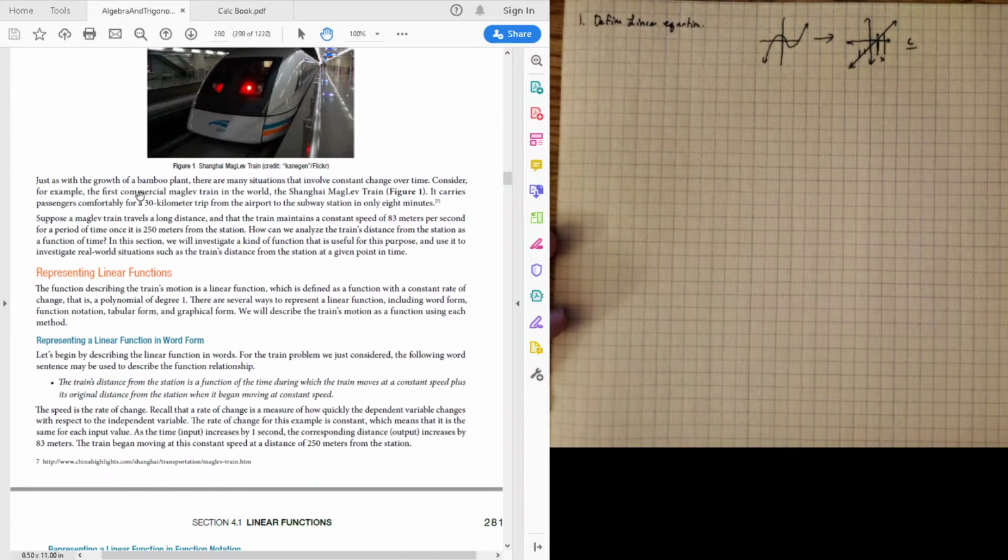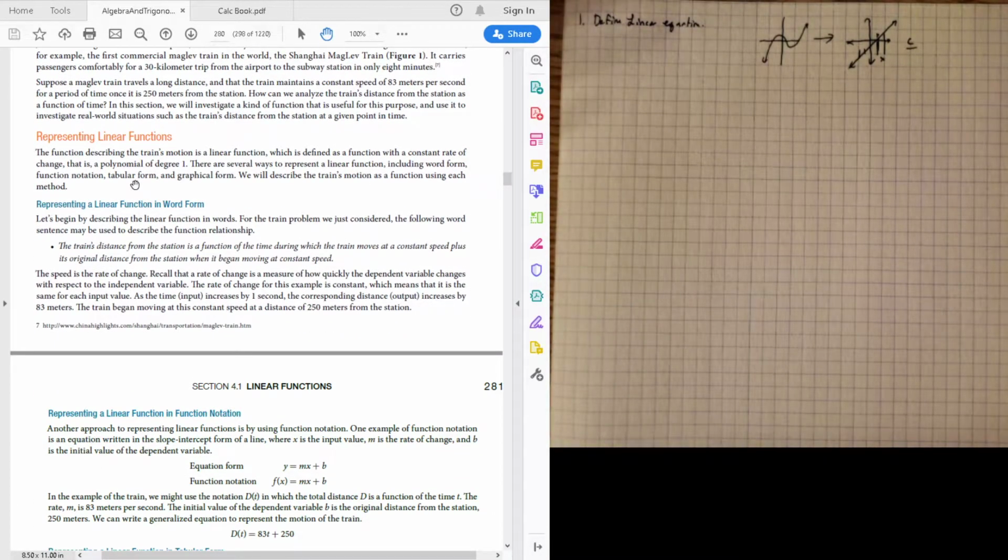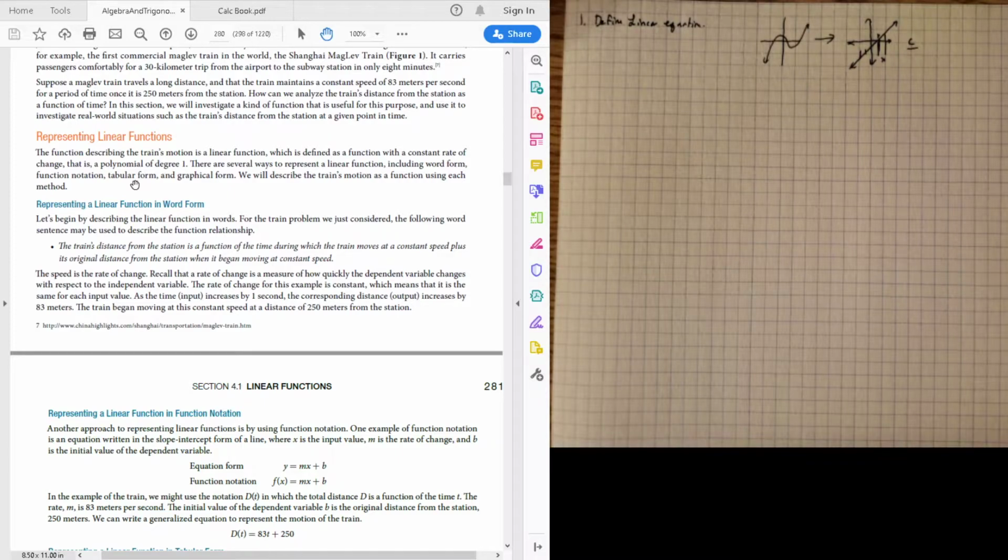Let's start with the beginning. 1. In words. I think this is the least useful in terms of the high school level, but the farther you want to go in math, the more important it is to understand the word version of every problem. And so let's read through this. The train's distance from the station, and I'm right here in the text, at the bottom of page 280, is a function of time during which the train moves at a constant speed, plus its original distance from the station when it began moving at a constant speed.